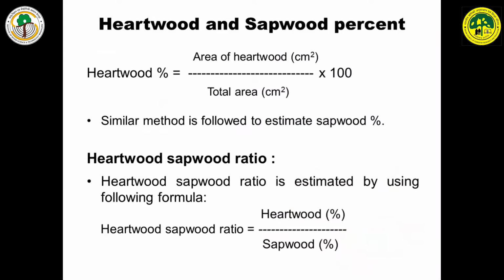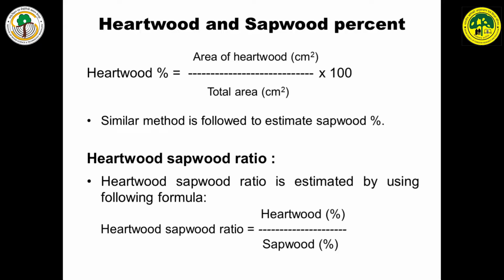How is the percentage of sapwood and heartwood determined? Here is the simple formula. We cut the tree trunk and take the disc, and then we have to calculate the area of the heartwood present in the tree from the disc, and then the total area of the disc needs to be computed. Using this formula, we can calculate the percentage of heartwood which is present, and similarly we can calculate the percentage of sapwood which is present.